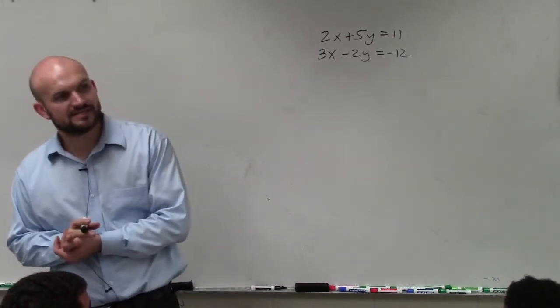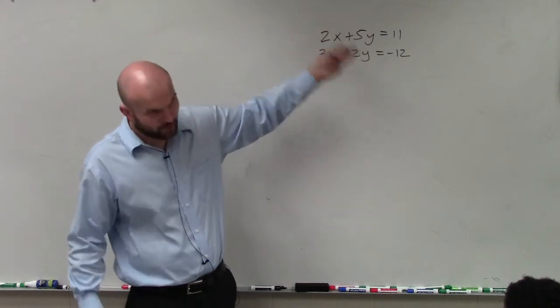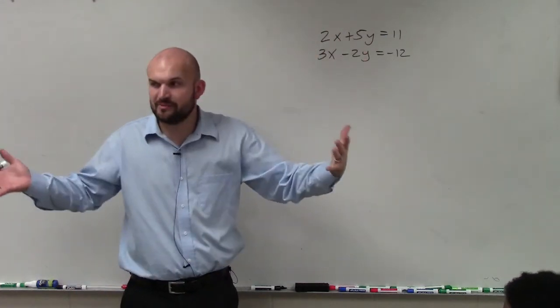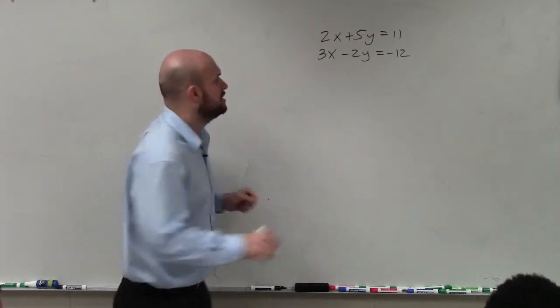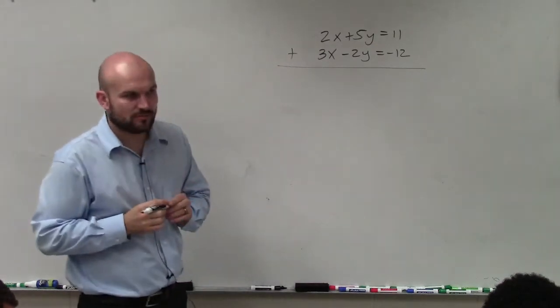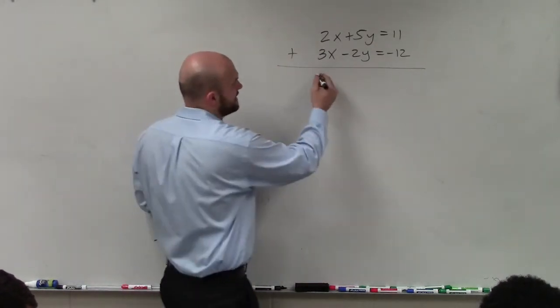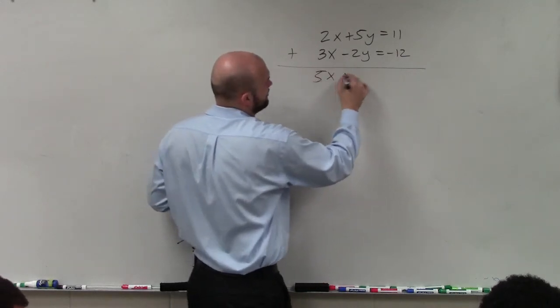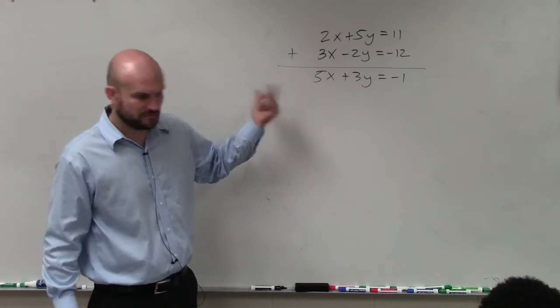In this case, we're going to look into elimination because we do not have a variable that has a coefficient of 1, right? Correct. So when we're doing elimination, basically all we're doing is adding or subtracting the equations. So let's look at adding. If I add the equations, what I want to do is eliminate a variable, meaning get a coefficient of 0. So if I add the equations, I get 5x plus 3y equals negative 1. Did I eliminate a variable? No.